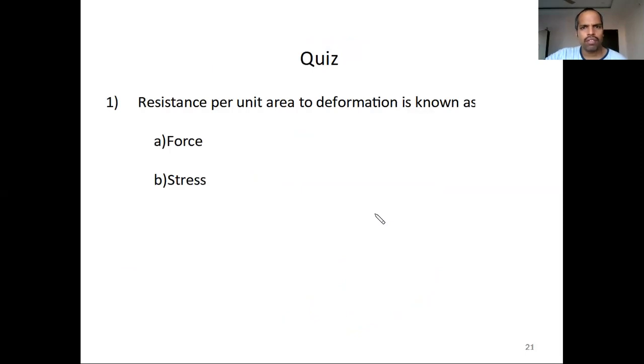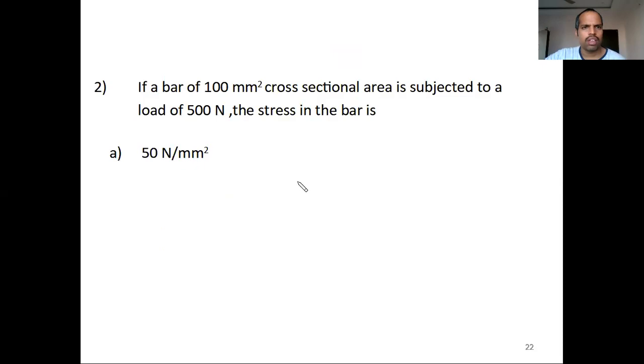Resistance per unit area to deformation, what is the definition? It is the definition of stress. If a bar of 100 mm square cross-section area is subjected to a load of 50 newtons, the stress in the bar is load by area. What is the load? Load is 50 newtons, and area is 100. So 50 by 100.